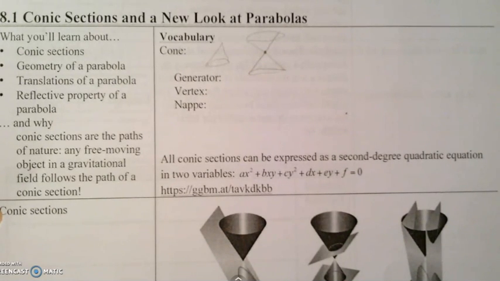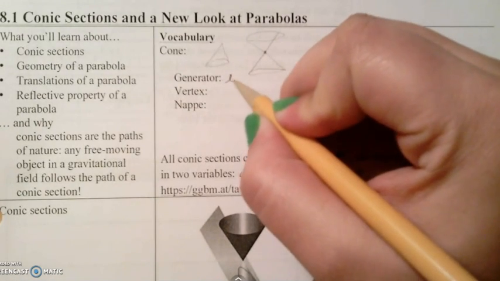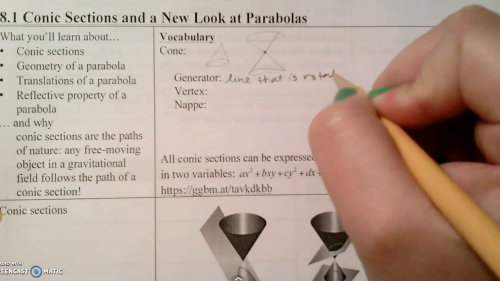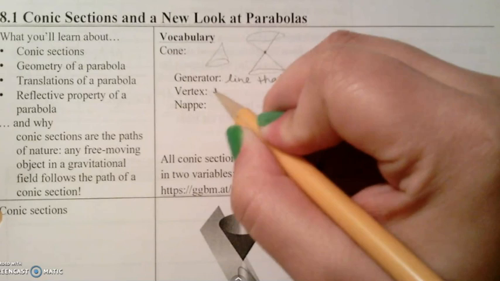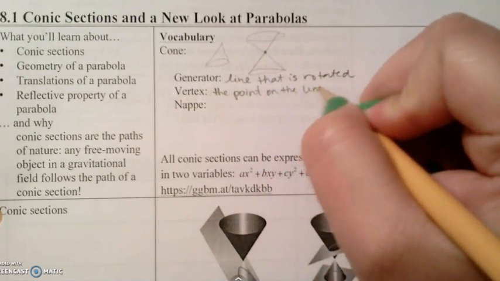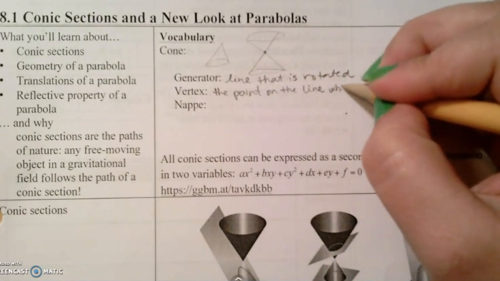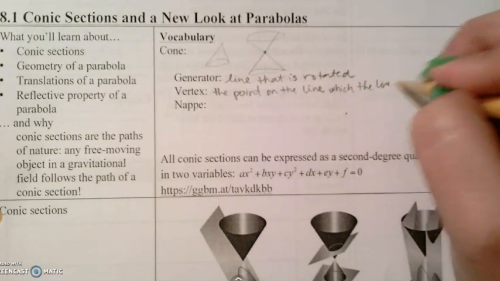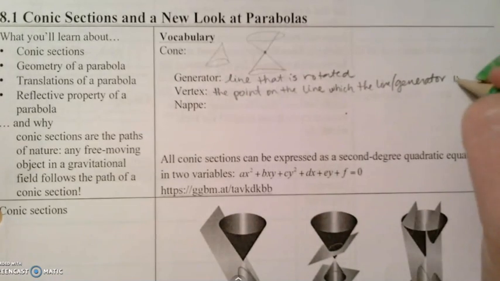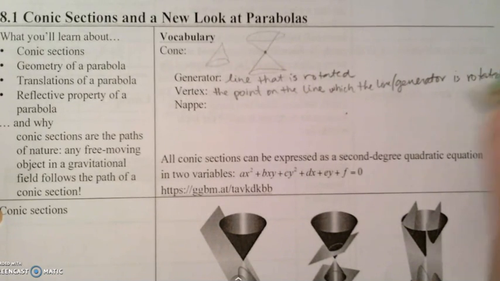To demonstrate this, I made a GeoGebra activity. And I'm going to define these and then I'll show you the activity which you can interact with on your own computer as well. The generator is the line that is rotated around the vertex, which is the point on the line which the line, the generator, is rotated about.